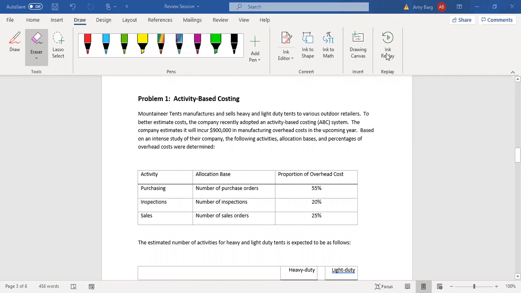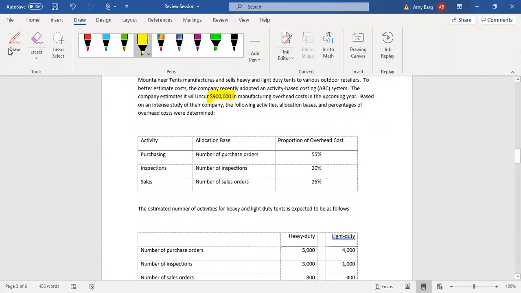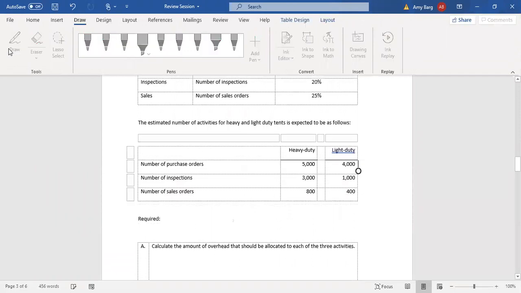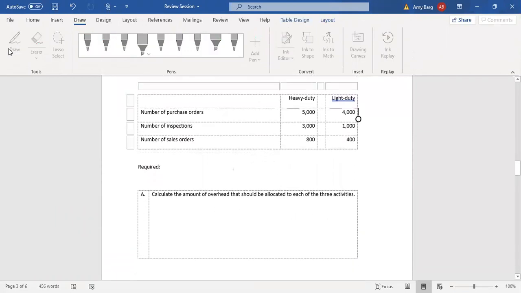Okay, so problem one. Mountaineer Tents manufactures and sells heavy and light-duty tents to various outdoor retailers. To better estimate costs, the company recently adopted an activity-based costing system. The company estimates that it will incur, right here, $900,000 in manufacturing overhead costs in the upcoming year. Based on an intense study of their company, the following activities, allocation basis, and percentages of overhead costs were determined. And then it gives us a whole bunch of information. So the first thing it wants us to do is calculate the amount of overhead that should be allocated to each of the three activities.